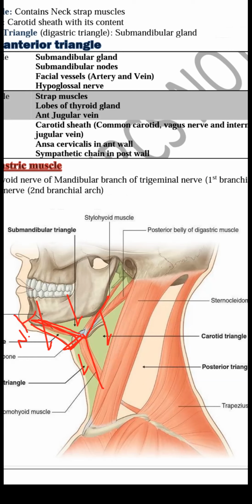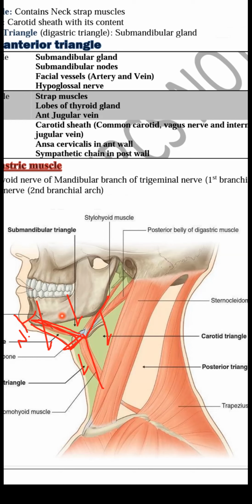What are the names of these triangles? This is the first one, as you see here. This is called the digastric triangle or submandibular triangle. Its boundaries are the lower border of the mandible, and the anterior belly and posterior belly of digastric.